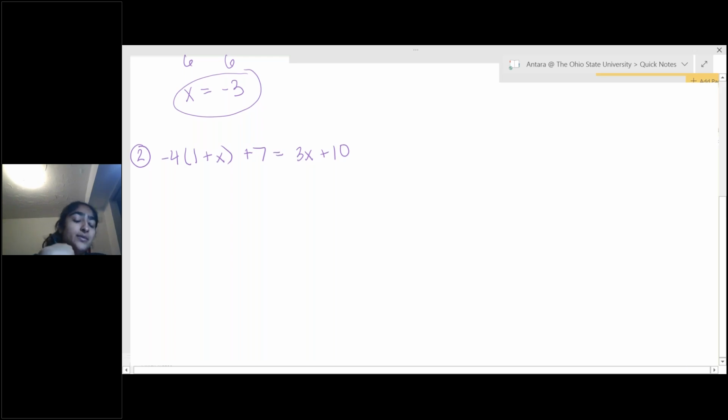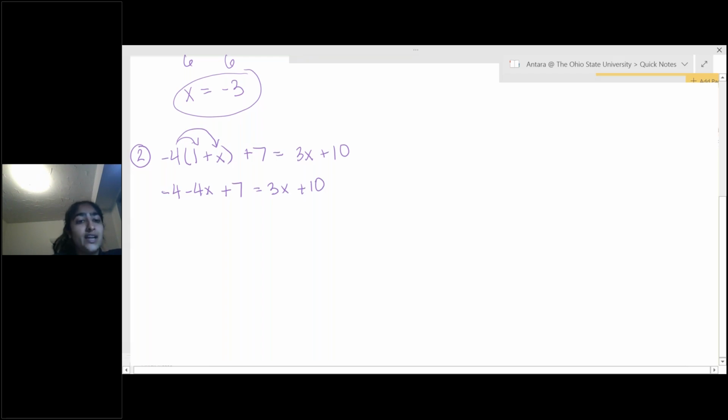So how we do that is by using the distributive property. We're going to distribute this negative 4 to the 1 and then the x in the parentheses. When we do that, we get negative 4 minus 4x plus 7 equals 3x plus 10. So first we want to combine the like terms on each side.